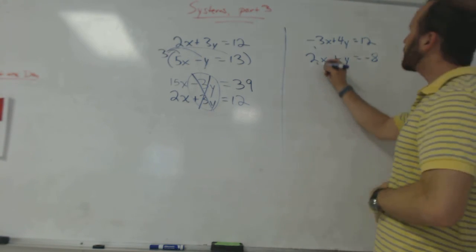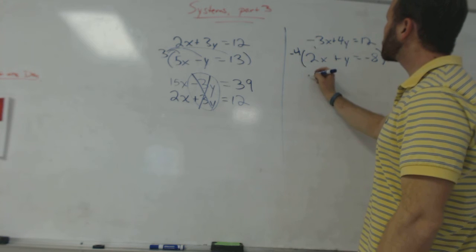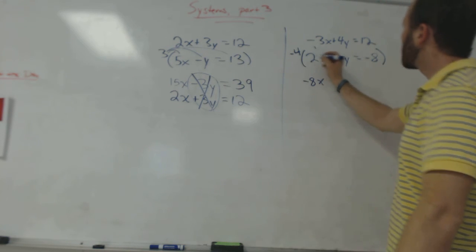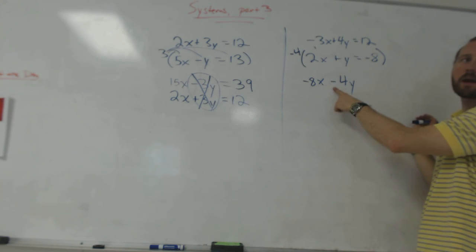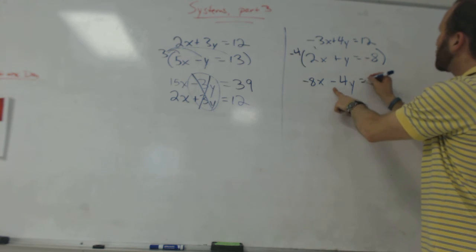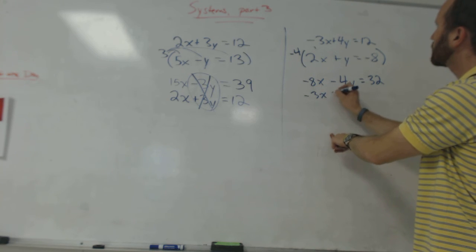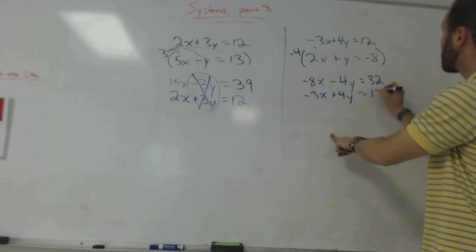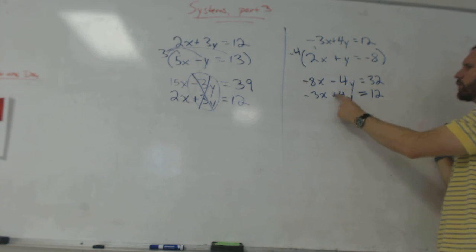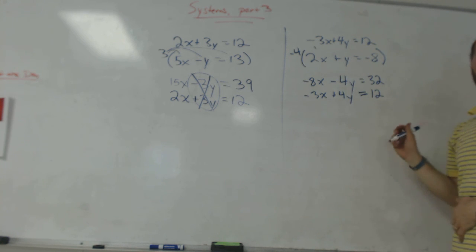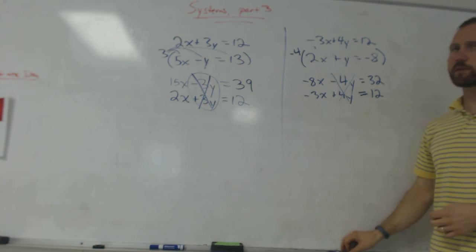Yeah, nice. Do you see that if I multiply this by negative 4, I'm going to end up with negative 4 times 2x is negative 8x. Negative 4 times positive y is negative 4y. Notice how I'm just turning the plus into a minus? And then negative 4 times 8 is a positive 32. Then if I rewrite that one, look, negative 4y, positive 4y, those are going to cancel out. Okay? So I'm going to stop the video here.